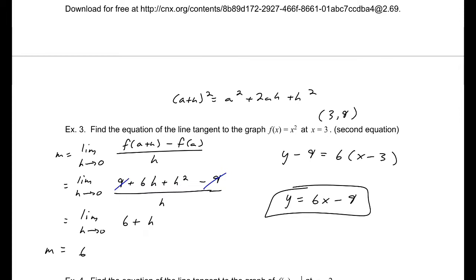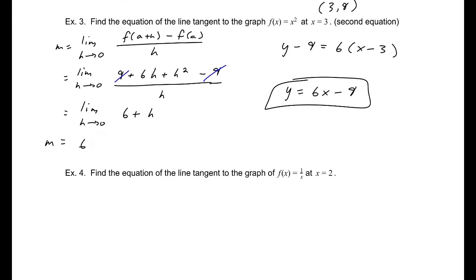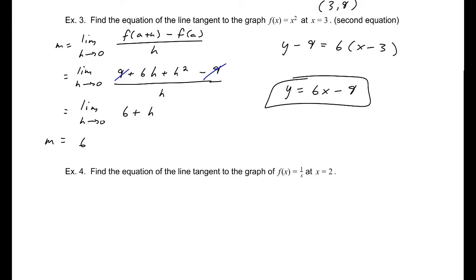All right, for our next question, find the equation of the line tangent to the graph f of x equals 1 over x at x equals 2. Okay, so let's go ahead and make a point. That is 2 comma 1/2. Now, it does not matter which of these two equations we use. I'm going to go ahead and use the first equation.